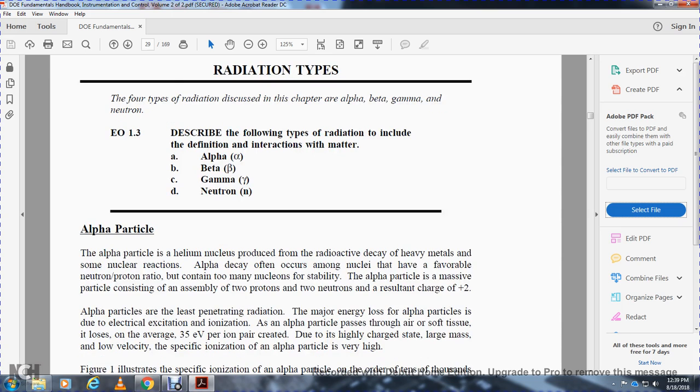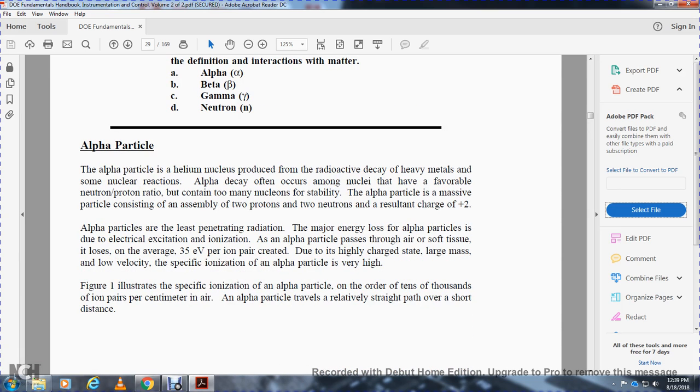All right, radiation types. Alpha particle. The alpha particle is a helium nucleus produced by the radioactive decay of heavy metals and in some nuclear reactions. Alpha decay occurs in nuclei that have a favorable neutron-proton ratio but contain too many nucleons for stability. The alpha particle is a massive particle consisting of an assembly of two protons and two neutrons, resulting in a charge of positive two.